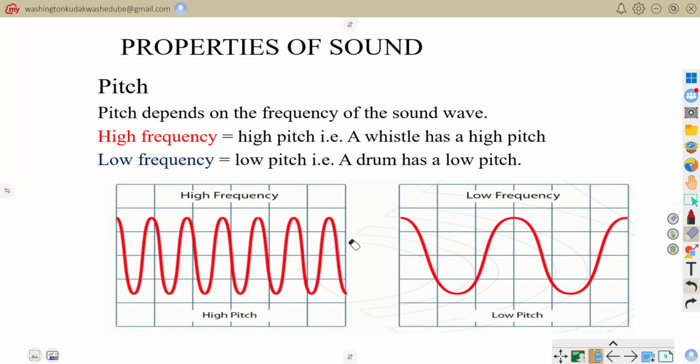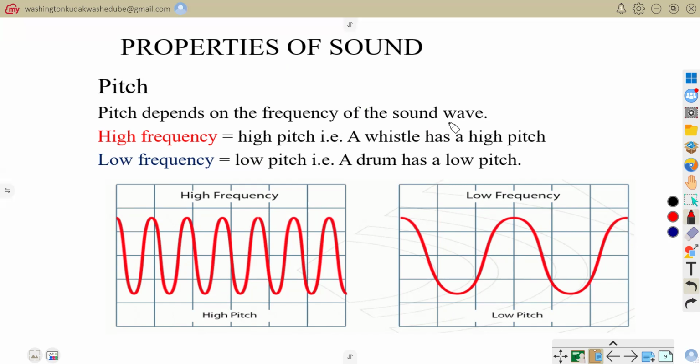The higher the frequency, which means the greater the number of waves passing through per unit second, the higher the pitch. So the higher the frequency, the higher the pitch. For example, if you use that whistle that you have heard, let's say those who watch soccer or any games, there is a whistle that they use to signal either the start of the game or the end of the game.